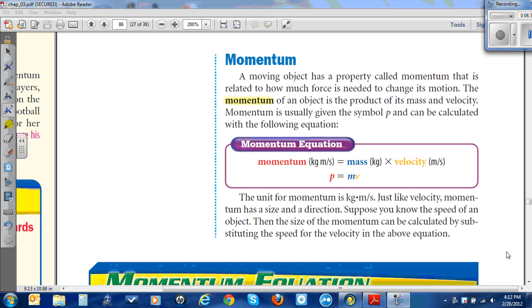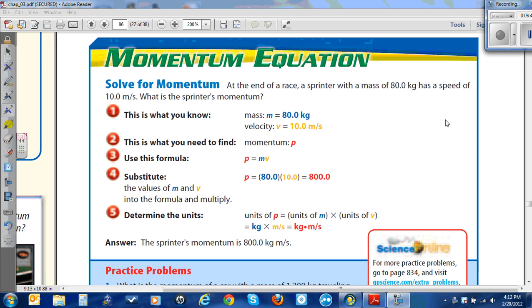Suppose you know the speed of an object, then the size of the momentum can be calculated by substituting the speed for the velocity in the above equation. In this example, we'll solve for momentum. At the end of a race, a sprinter with a mass of 80 kilograms has a speed of 10 meters per second. What is the sprinter's momentum?